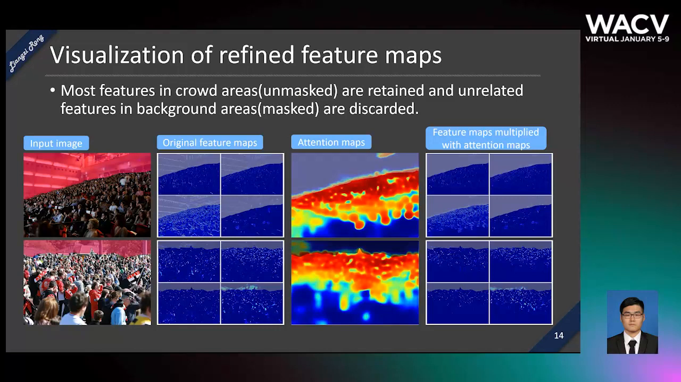Some feature maps from internal layers are visualized. Refined feature maps in the last column retain most features in the crowd area and discard unrelated features in background area and help reduce the false recognition ratio.